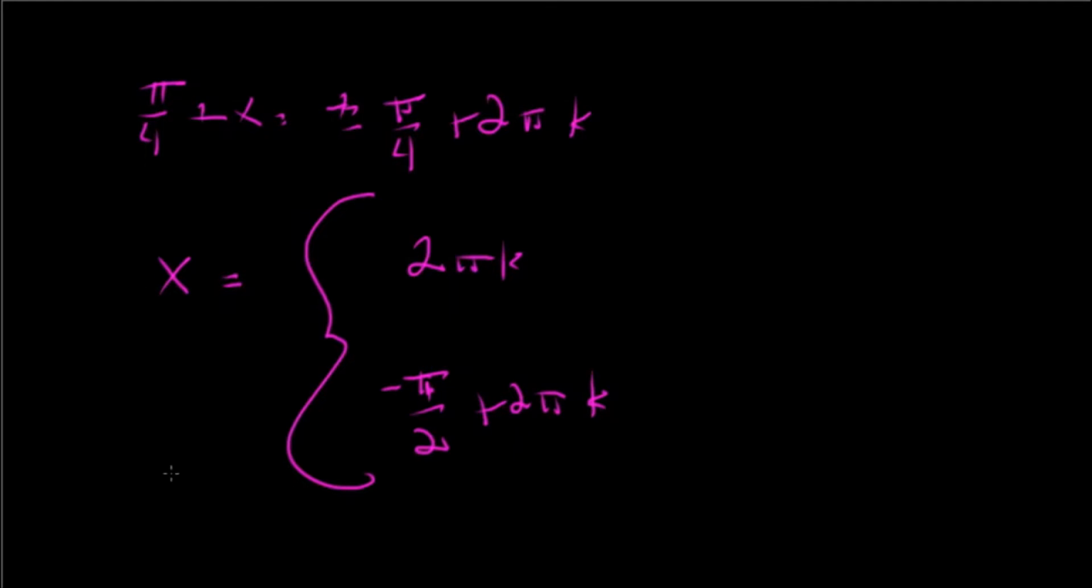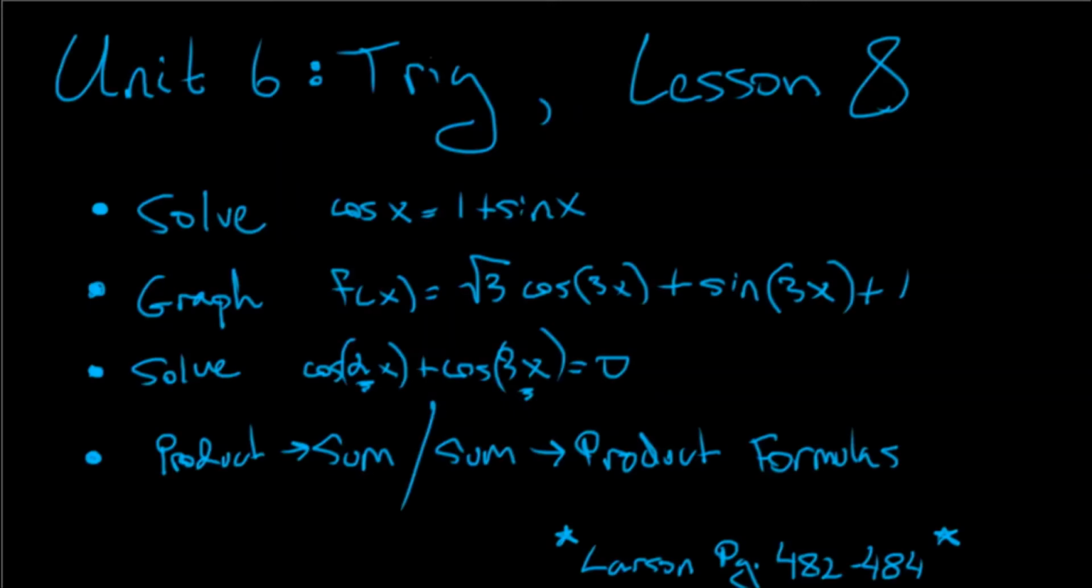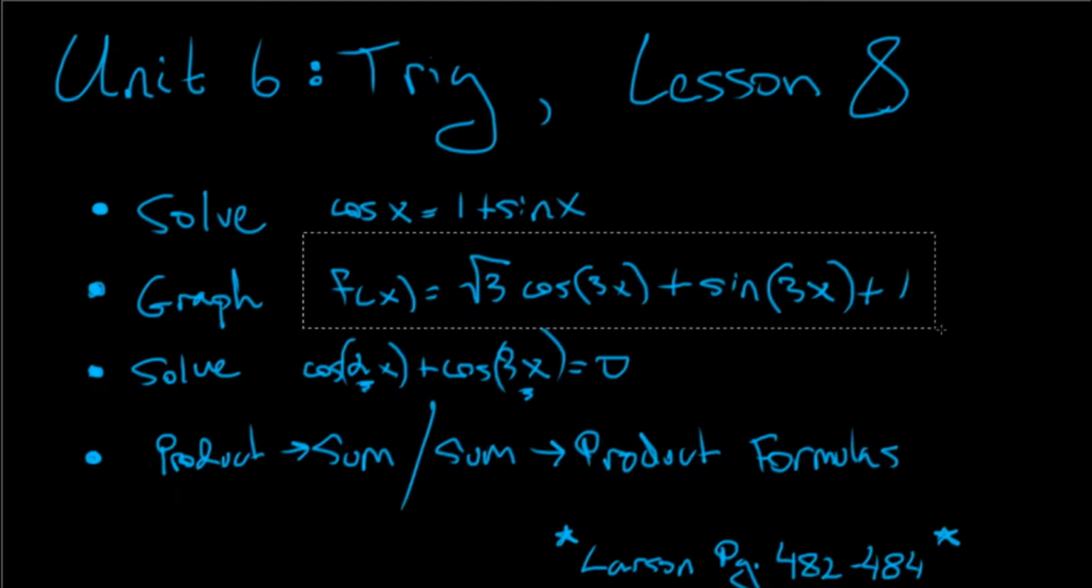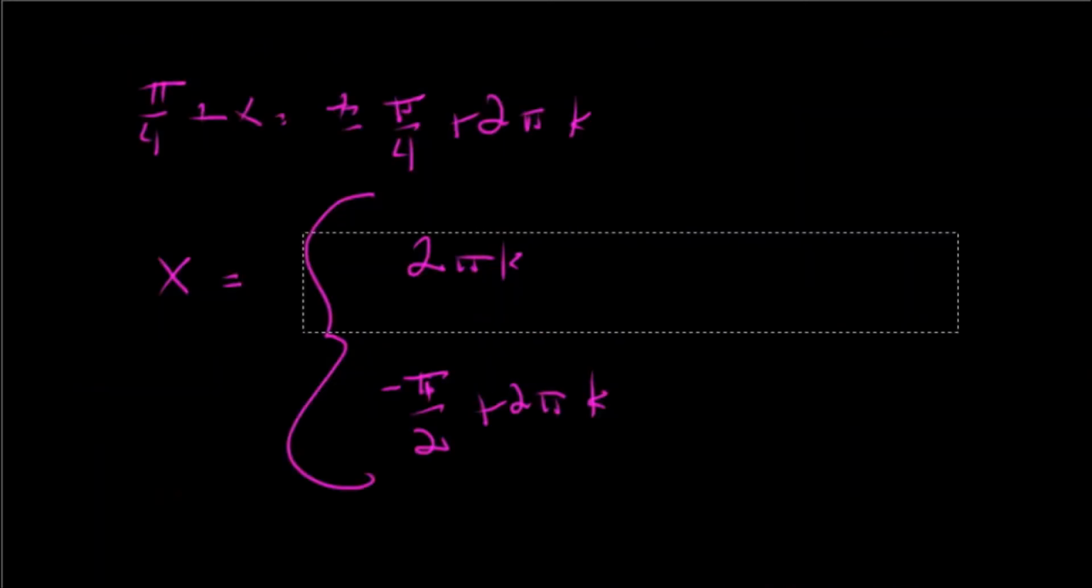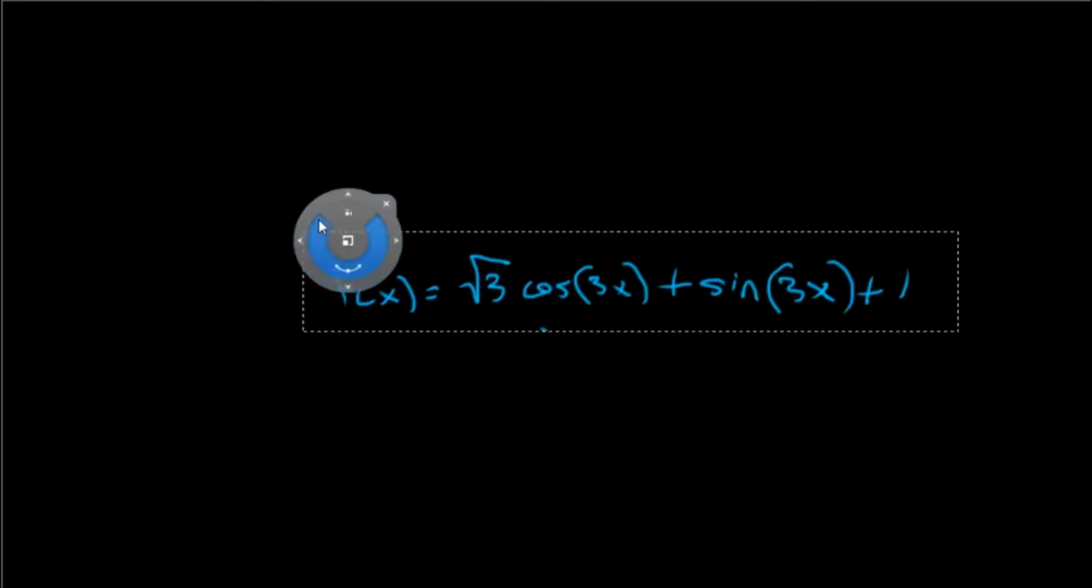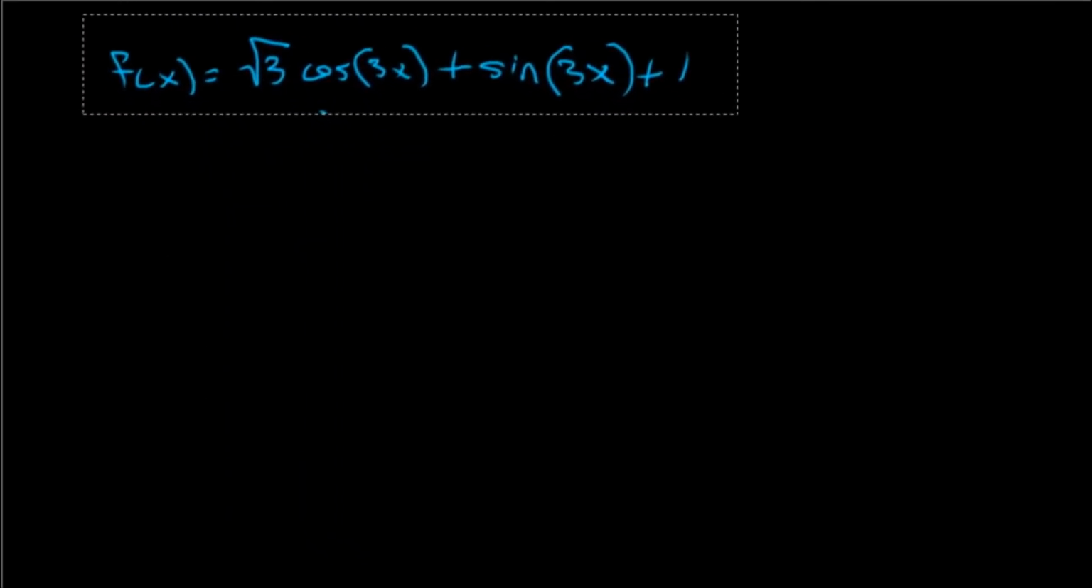Okay, well, that was awesome. All right, use that. Please, please, please use that. Let's go ahead and use it again to graph a function. We've got the square root of 3 times cosine 3x plus sine 3x plus 1. My goal here now is to graph this thing.